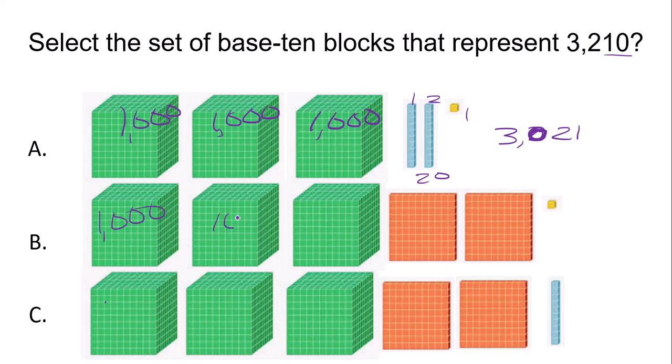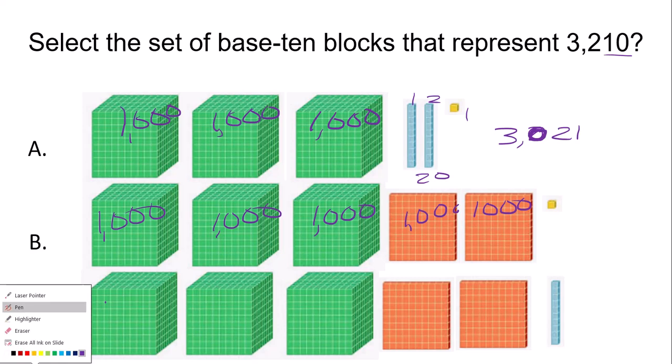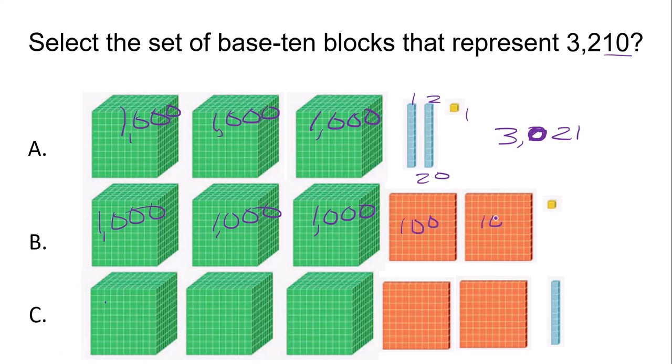1,000, 2,000, 3,000, 3,100, 3,200. Why am I writing so many zeros? Let's erase that. Okay, 3,100, 3,200, 3,201. Not what I'm looking for. So let's try the last one.